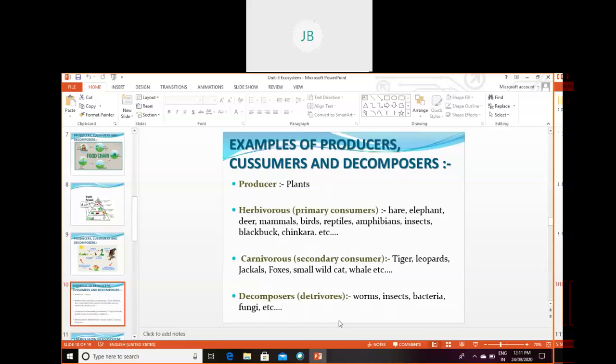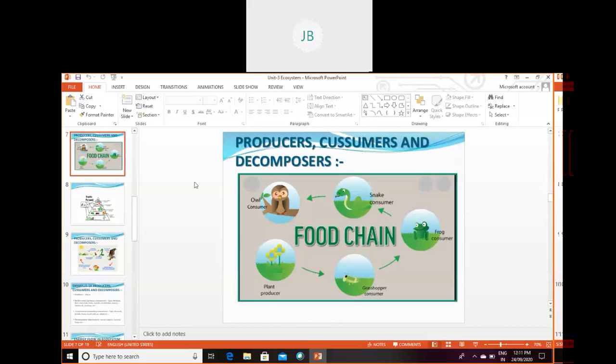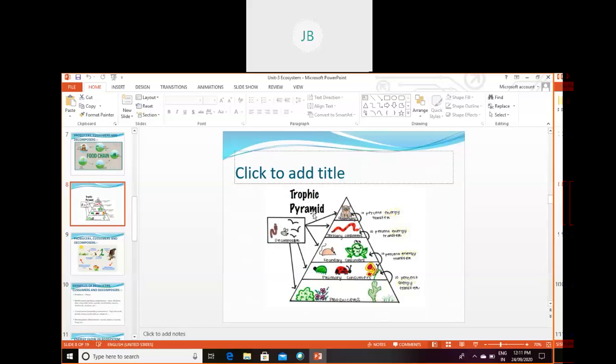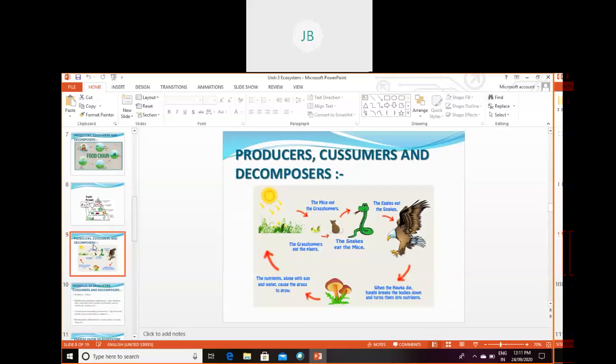Okay, so this is about the different trophic levels of the food chain. Here you can see one food chain, again with different trophic levels, trophic pyramids. But decomposers are required for each and every trophic level. Again here you can see the light is coming from the sun. The plants prepare their food, then herbivore, then carnivore, then their dead bodies get decomposed by fungus or microorganisms, and it is again absorbed by the plants. Okay, so this is about the producer, consumer and decomposers.